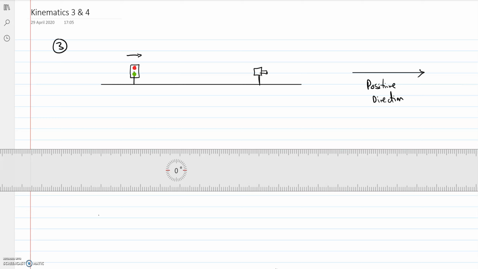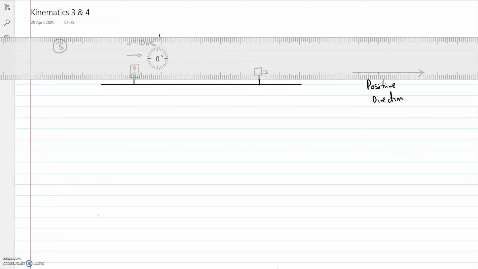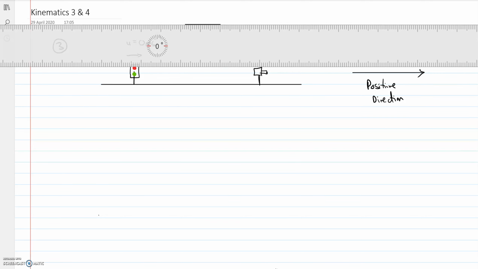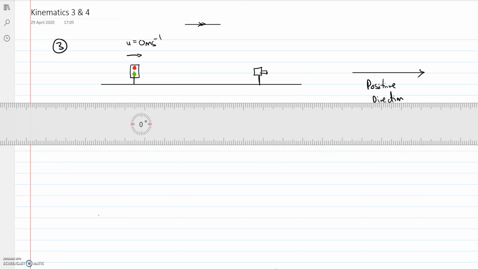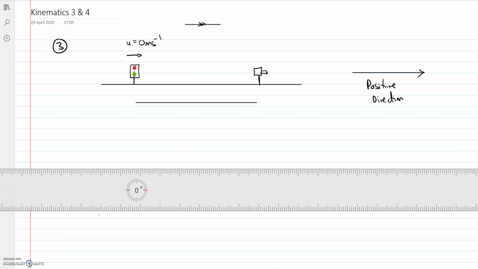And it's starting at rest, so u will be 0 meters per second. Constant acceleration. It's accelerating this way. 30 seconds later it passes the speed trap, so it's 30 seconds from here to here. And its speed at the speed trap is 45 km per hour.